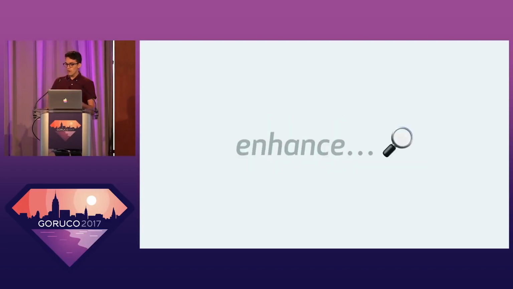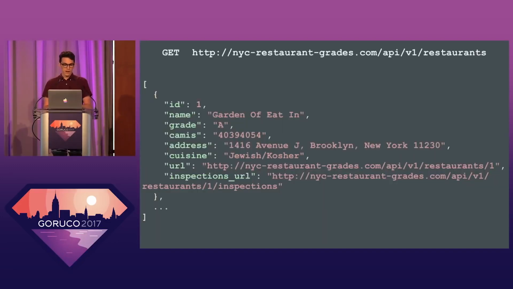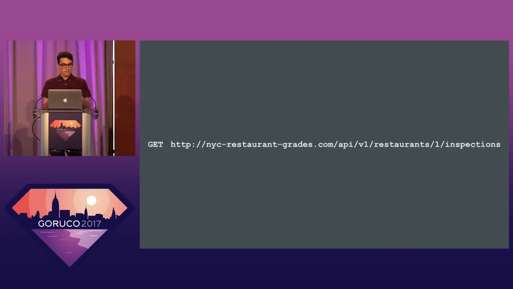So if we take a look at what one of those resources might look like, we can see that there's a few components to the response. The first are attributes. These are things like the name, the address of the restaurant, the cuisine that it's been categorized as. And in some cases, you'll also see hypermedia. And hypermedia is a machine-readable link to another place in the API about information related to the resource. So you can see on the bottom there, we have inspections URL. And if we follow that link, we can get more information about the inspections that the first restaurant has received.